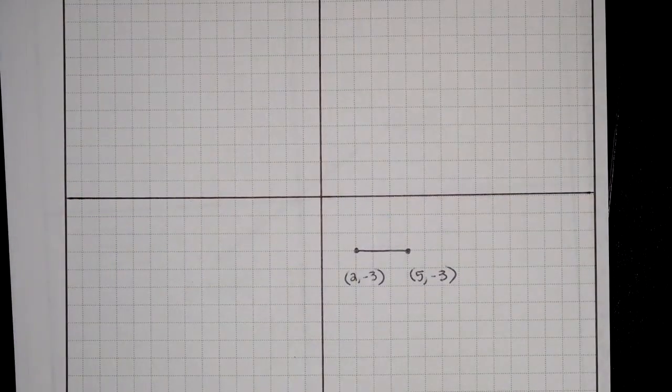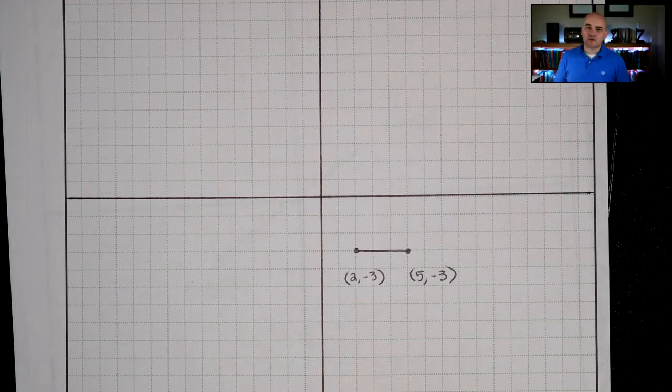And if you need more help beyond what I'm giving you today, just let me know. I've got additional examples, but because you've seen it before, I'm only going to go over a few. So let's take a look at probably the most basic distance formula question that you could have. Let's find the distance between (2, -3) and (5, -3).